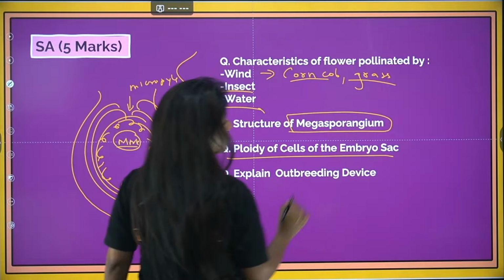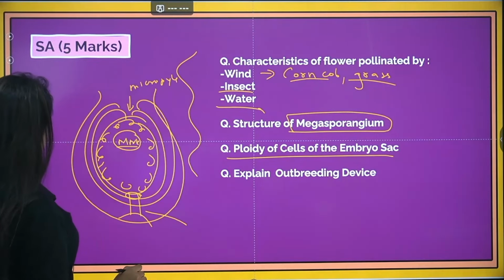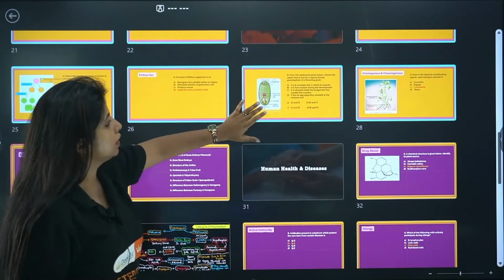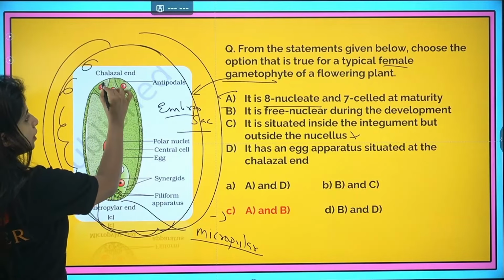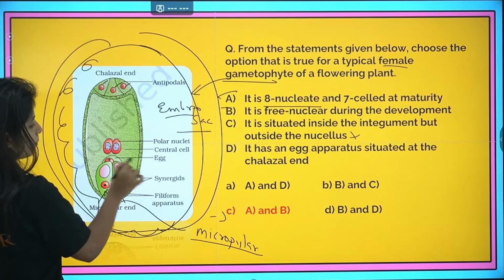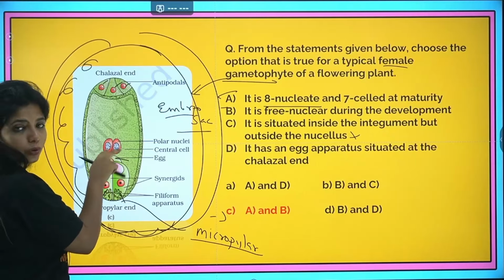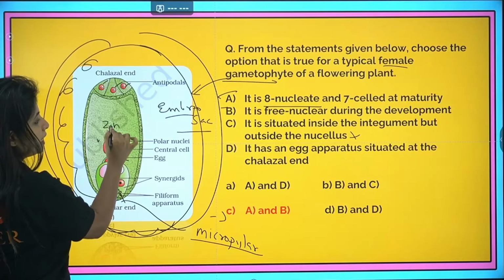Now, the ploidy of cells in the embryo sac. The question that we did for the embryo sac, which was it? Yes. So what is the ploidy of the cells? Always remember, all of them are haploid. The central cell, since it has 2 nuclei, will be diploid. So n plus n, 2n.